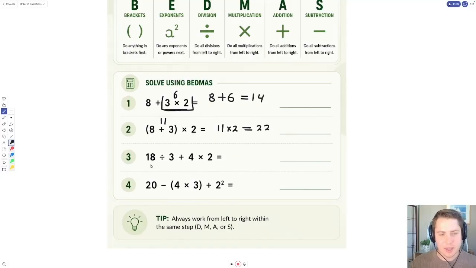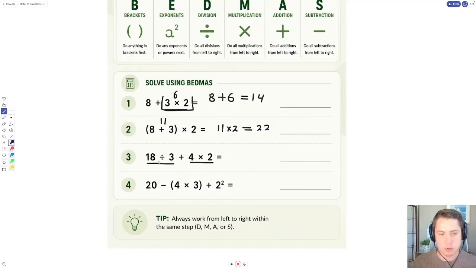So we have 18 divided by 3 and 4 times 2. Okay, you see this plus sign in the middle? We don't do anything with that. We have to solve these two first, okay? This is multiplication, this is division. We do them in order. They're the ones that are priority right now.